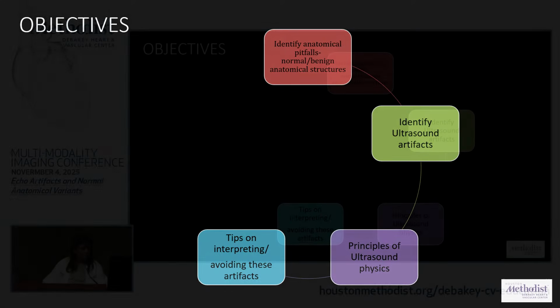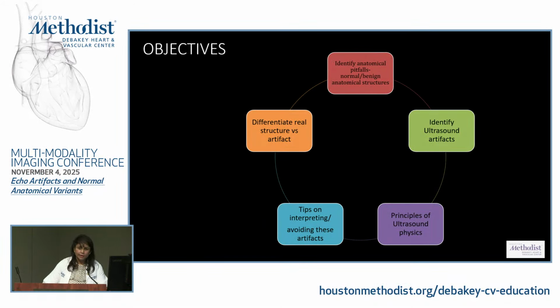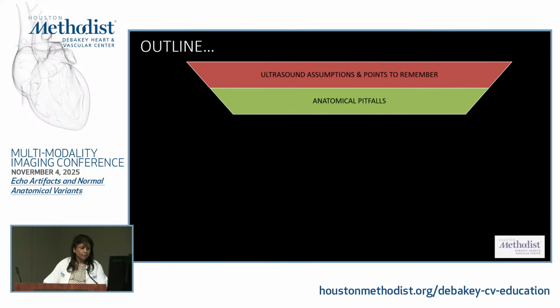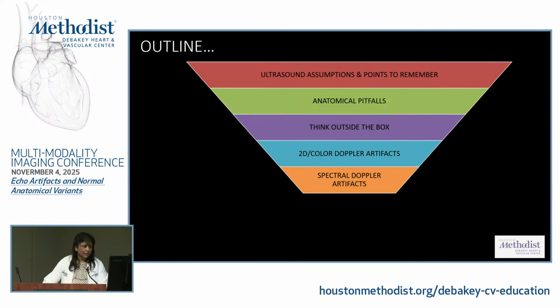What are going to be our objectives? Like we just discussed, we're going to learn a little bit about physics. We're going to learn how to differentiate the real versus artifact, and also learn a little on how to avoid these artifacts. So again, we do have an ambitious agenda, but we are going to make it very brief. We are obviously going to start with our anatomical pitfalls, which I think is always relevant in relationship to what we are learning today. And also remember thinking outside the box. So we are going to talk a little bit about outside the heart as well. And again, the major artifacts which can happen on color and spectral Doppler. You can also see these on 3D actually.